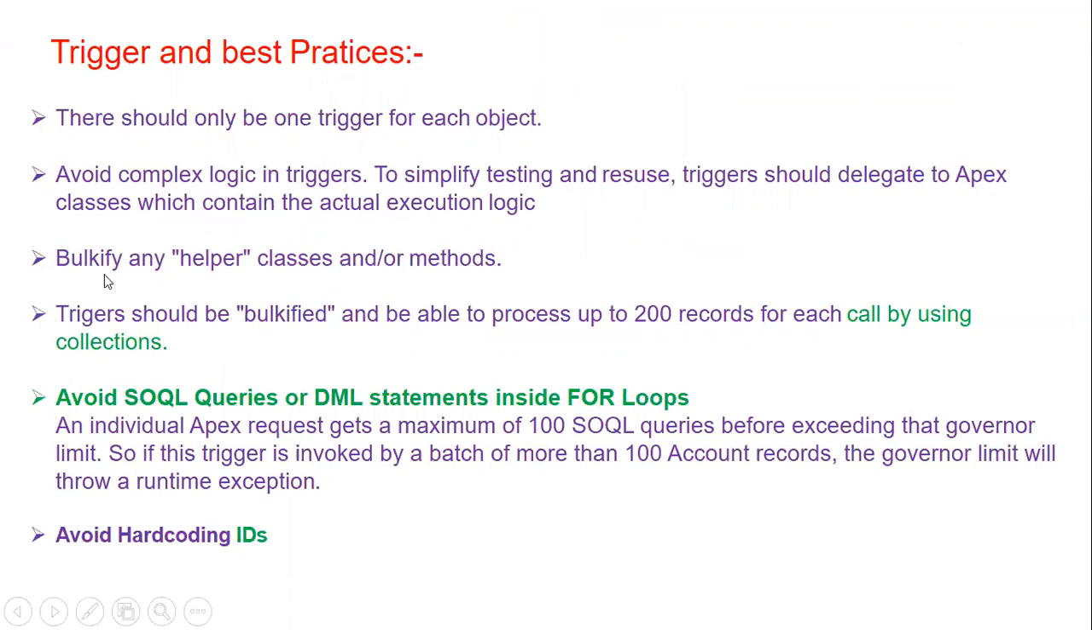So the third one is bulkify the triggers. Bulkify means we can insert more than one record instead of just one. I'm going to explain these two points, bulkify any helper class. I'm already taking the helper classes, and I will bulkify that code in just two minutes. So the trigger should be bulkified. What is the meaning of trigger should be bulkified?